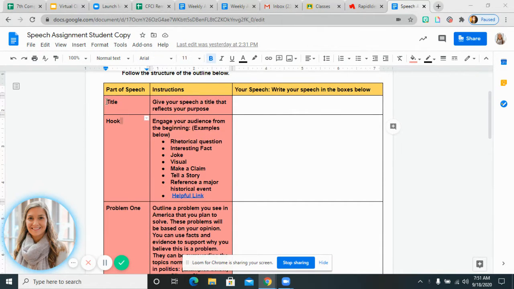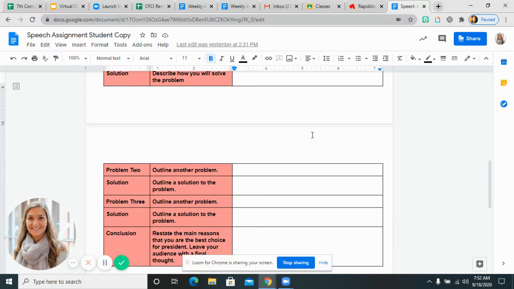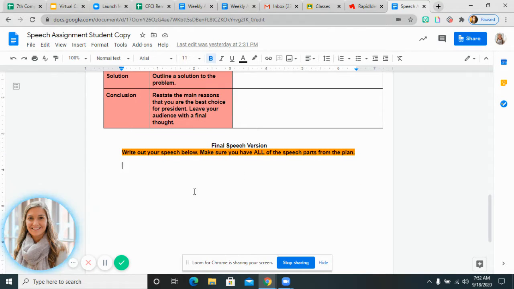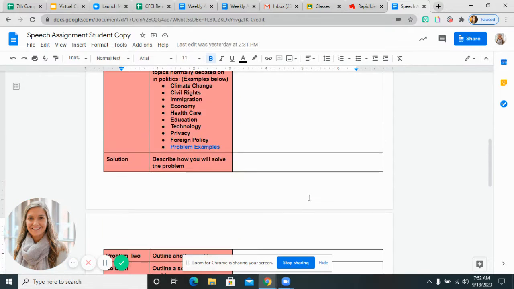First, you're going to start with the title. So put the title of your speech over here in the right box. There are 3 different columns. The first one is the part of speech that you'll be working on. Then the middle column is my instructions for what to do. And then the third column says write your speech in these boxes below. This is where you're going to write your plan for your speech. Once you finish all of these boxes on the right, then you're going to write your final version down here at the bottom. This final version is what you're going to share with your partner.